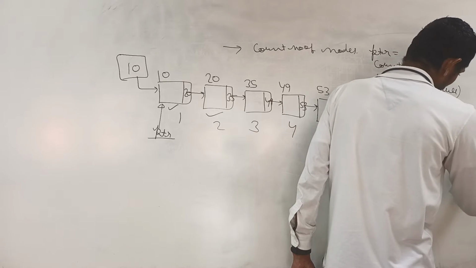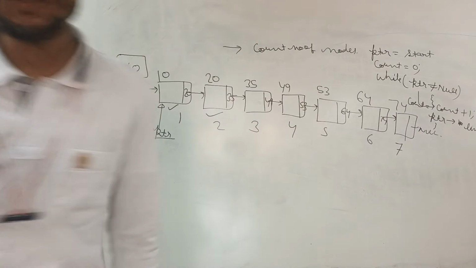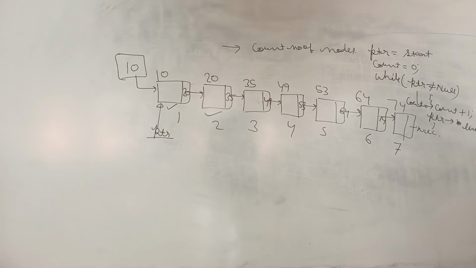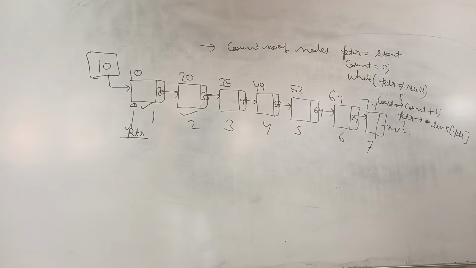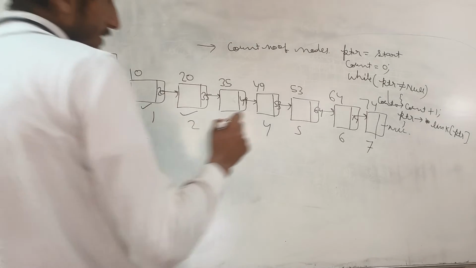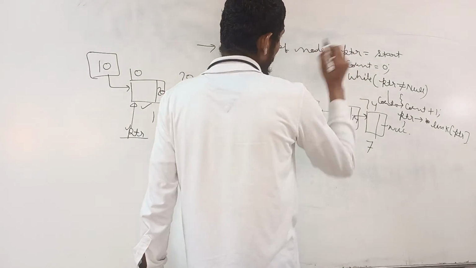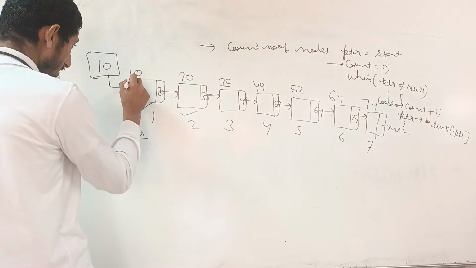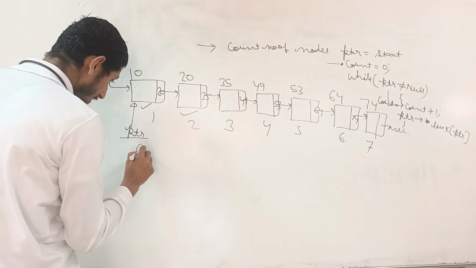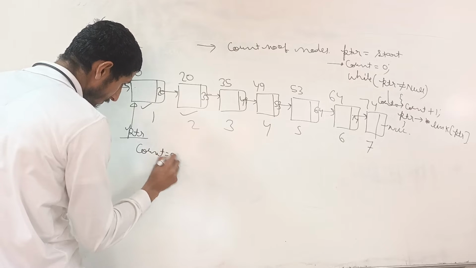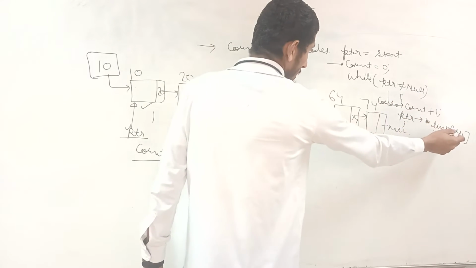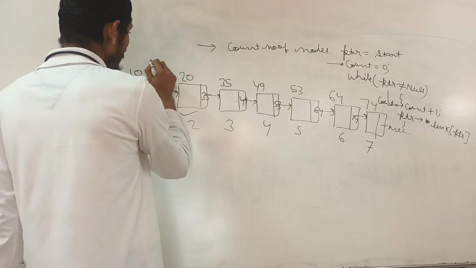Okay, so let me explain the algorithm. In this one, first of all, I have taken a variable named count, and the initial value of count is 0. ptr is pointing to the first node address and the value of count equals 0. Then ptr equals link of ptr, so ptr will point to this one.